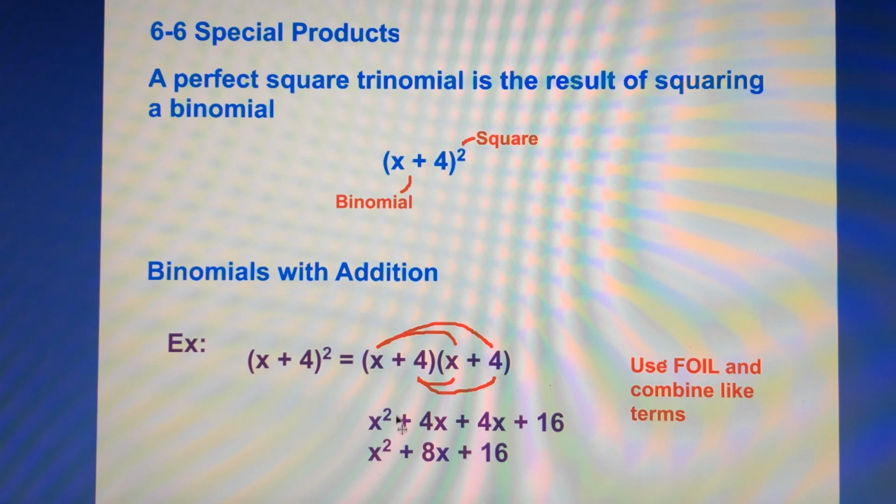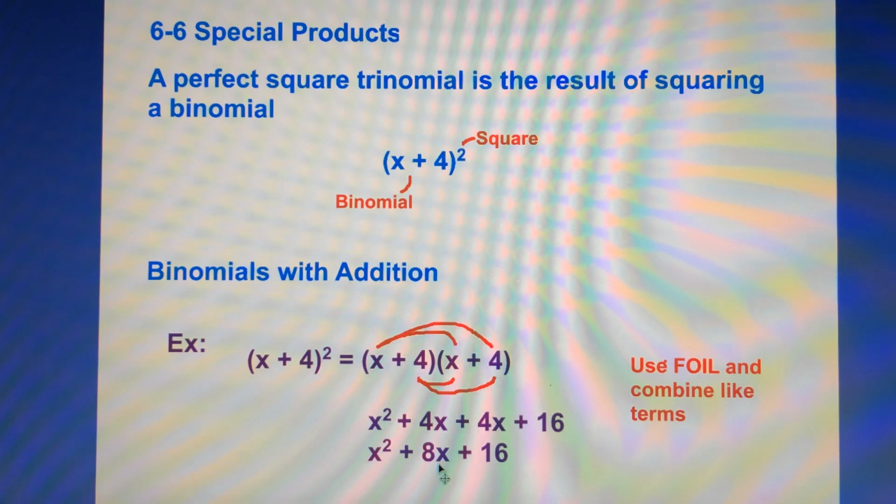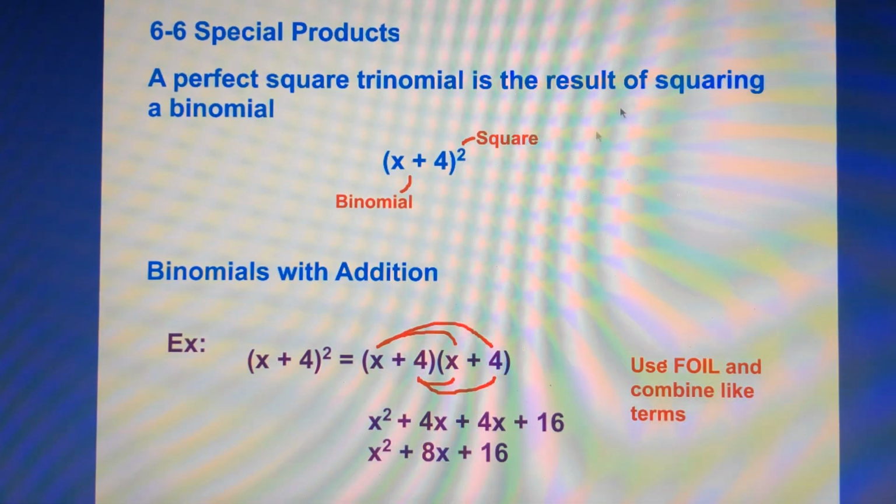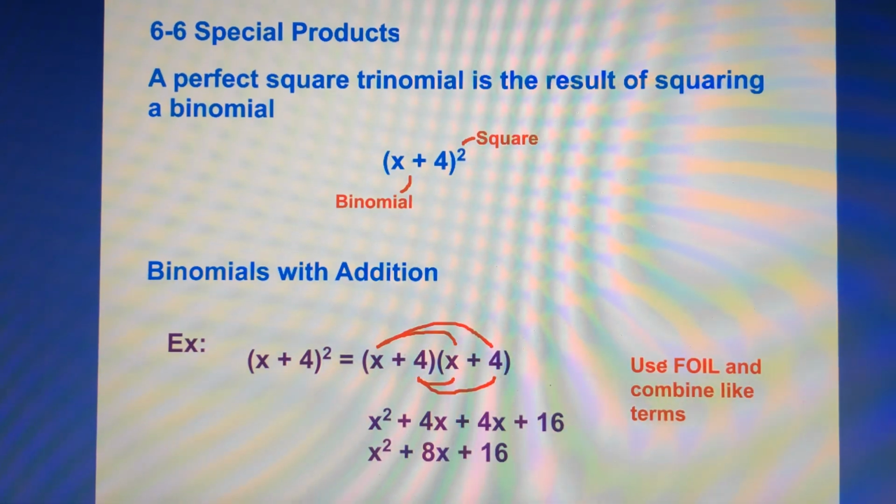X times x is x squared. X times positive 4, 4x. Let's do the second term. 4 times x, 4x. 4 times 4, positive 16. Combine like terms. This was probably one of our easiest things we've had to do after we just got done multiplying all those big polynomials.